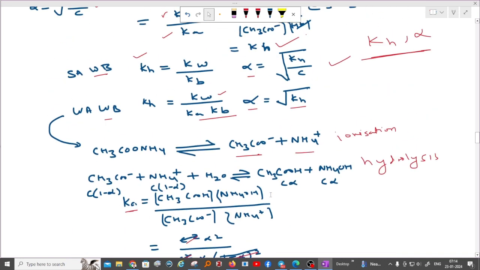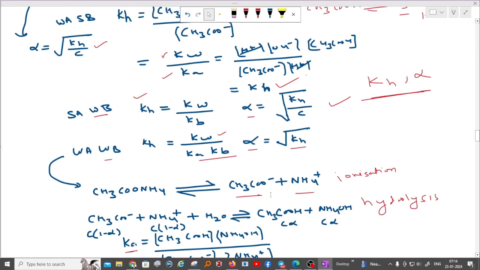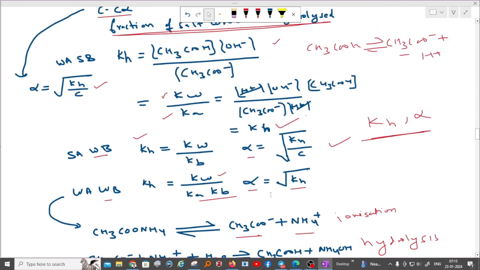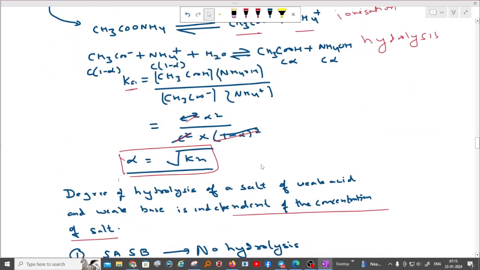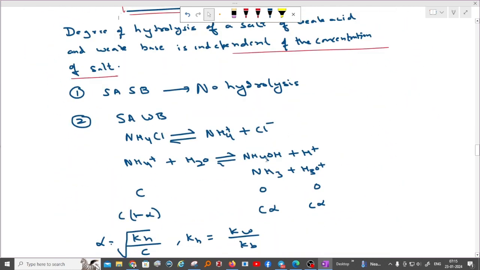Whereas for the salt of strong acid and weak base, and also the salt of weak acid and strong base, the degree of hydrolysis is dependent on the concentration of the salt. But here in this case, it is independent of the concentration of the salt.